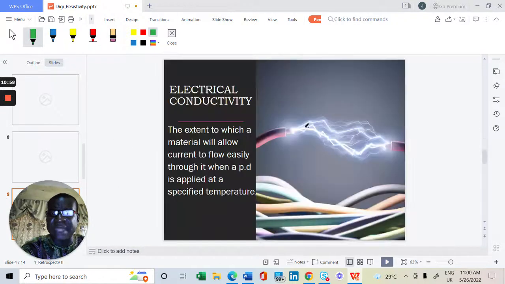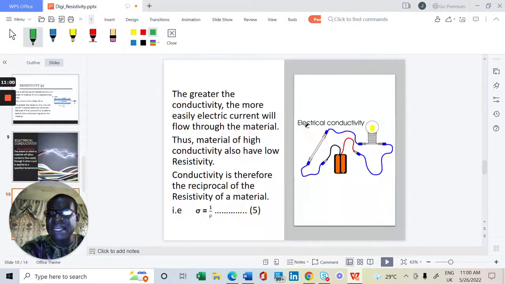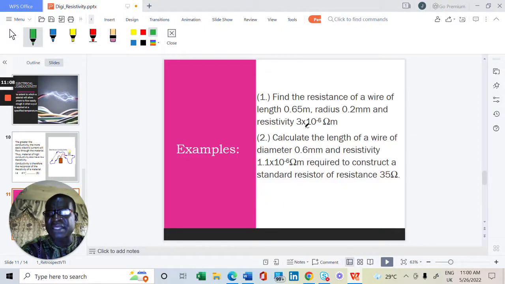If an offer is created, I will be able to discuss deeply how these factors are applied in various industries, especially in the electrical industry, in the making of electrical wires and electrical devices.